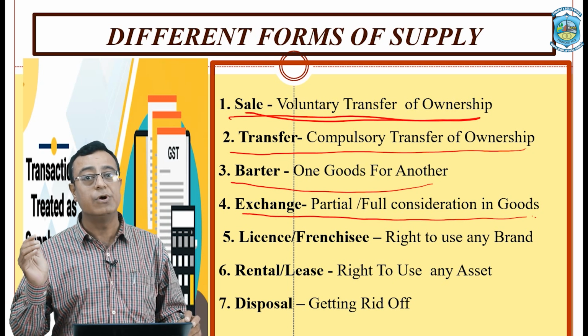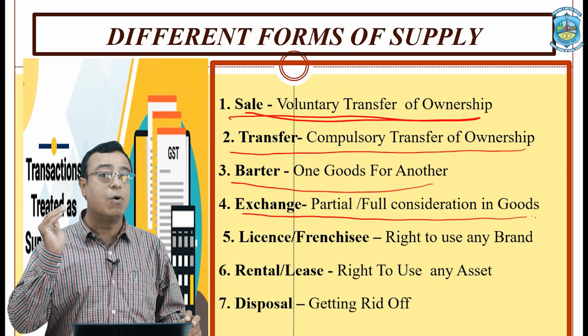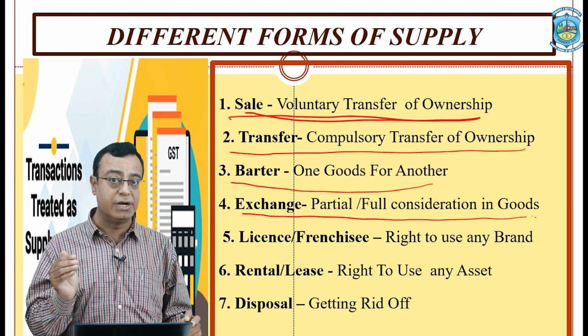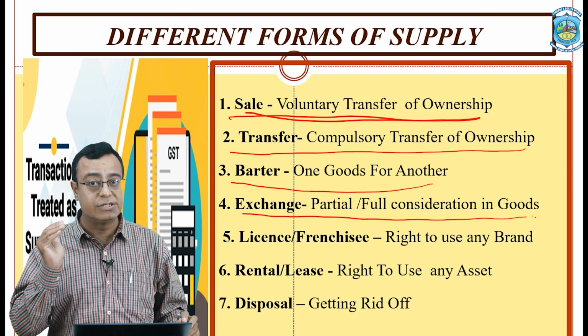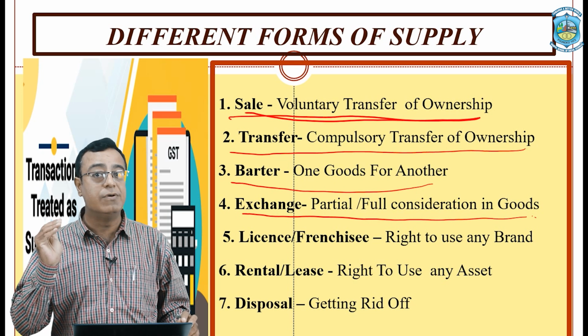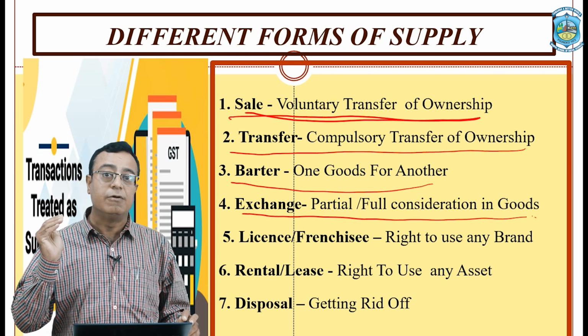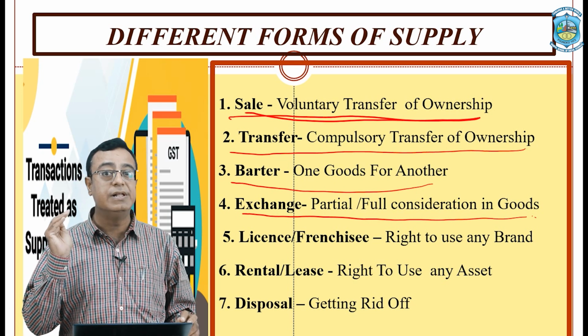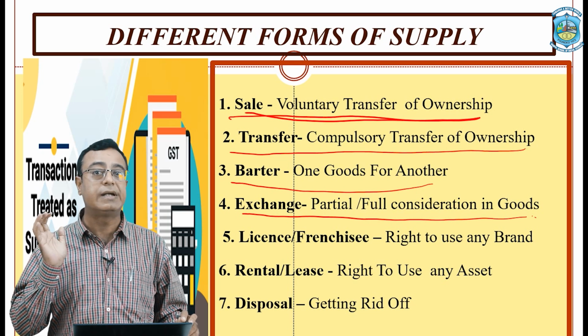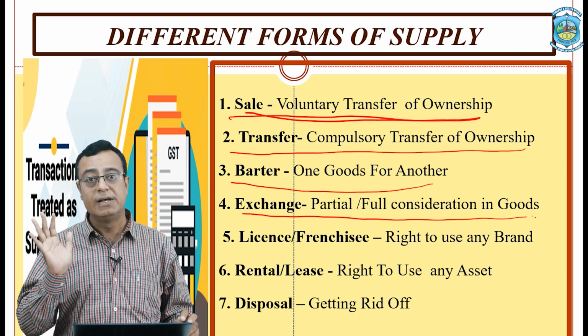For example, I am going to purchase a laptop, the original value of the laptop is 60,000, but I am also giving in exchange an old laptop valued at rupees 10,000. Then the full value of the laptop, meaning 60,000, will be a taxable supply, a valid supply.